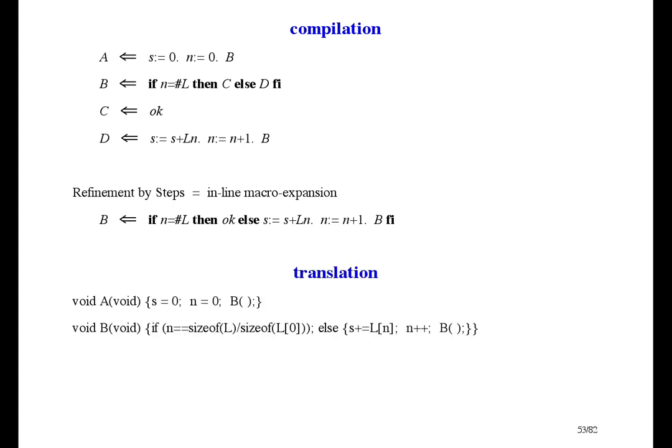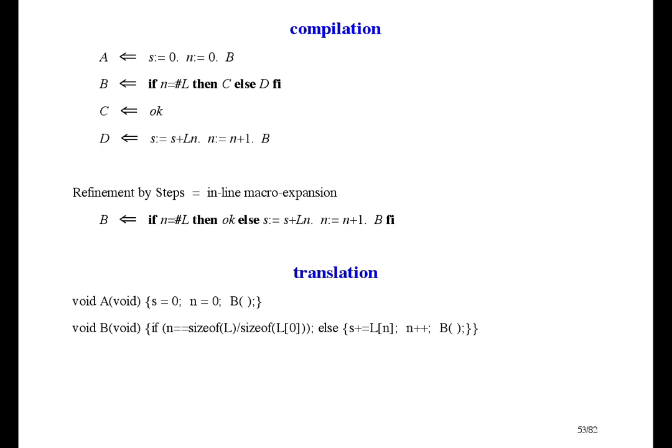The most direct translation into the C programming language would be this, and Java would be similar. Method A sets S and N to 0, and then calls B. Actually, I guess we should put B before A so A can call it. Anyway, B tests if N equals the length of the list, which in C is the size of the list divided by the size of an item. The OK just becomes a semicolon.